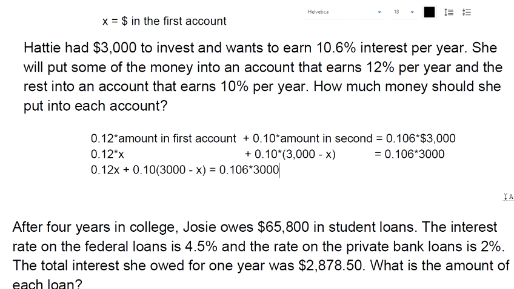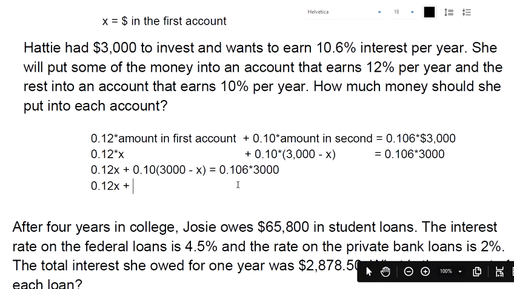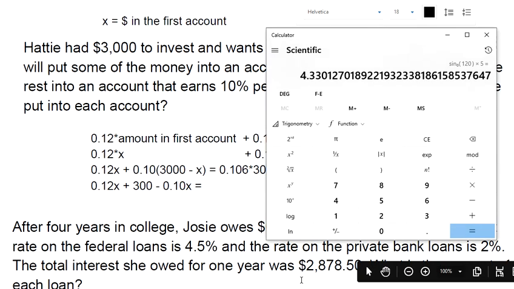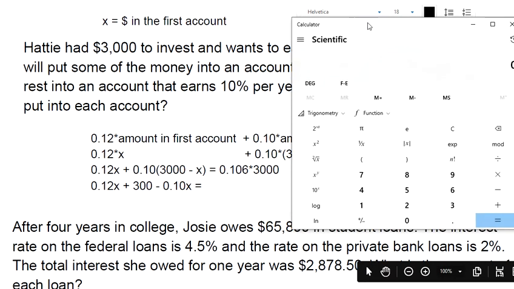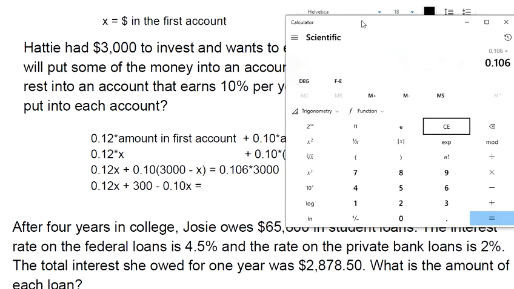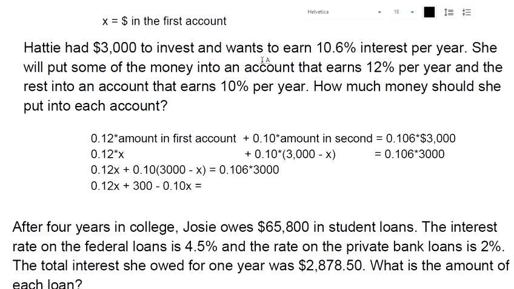And now we can solve it like a normal equation. We have a number in front of a parentheses, so let's multiply using the distributive property. 0.1 times 3,000 gives us 300. 0.1 times x gives us 0.10x. And then 0.106 times 3,000 gives us 318 over here.